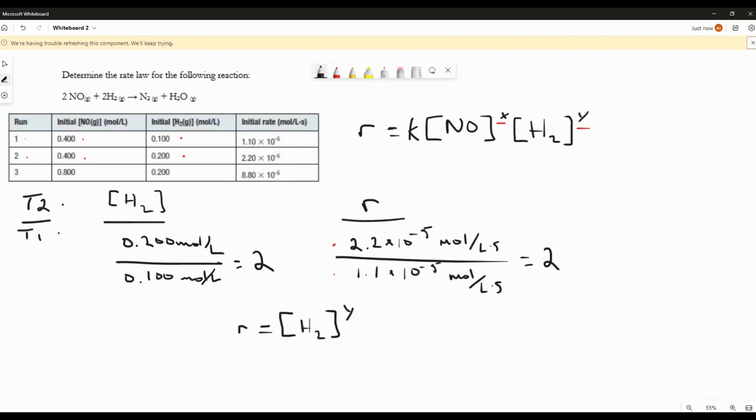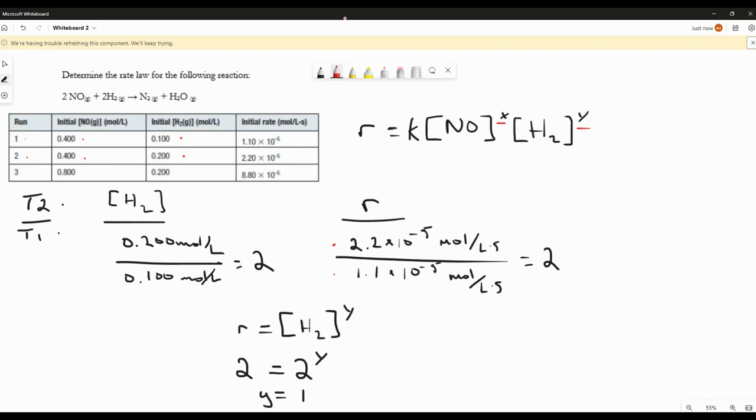Since the concentration of NO did not change, that means that the rate is entirely dependent on the change in concentration of H2 raised to some exponent y. Whereas we saw, when the concentration of H2 doubles, the rate doubles as well. And so by inspection, we can see that our exponent for H2 is equal to 1. It's first order with respect to H2. Now let's move on to the NO reactant.